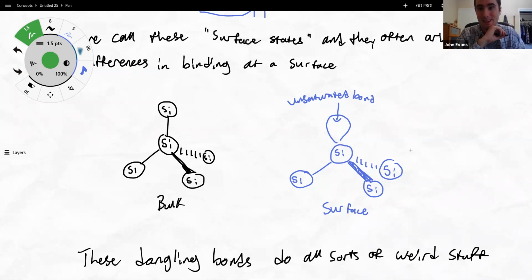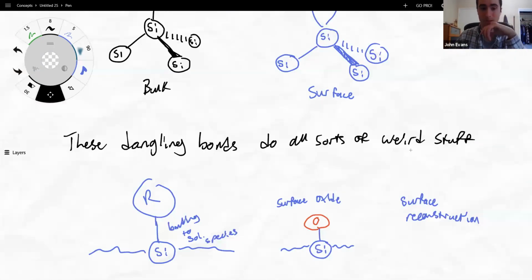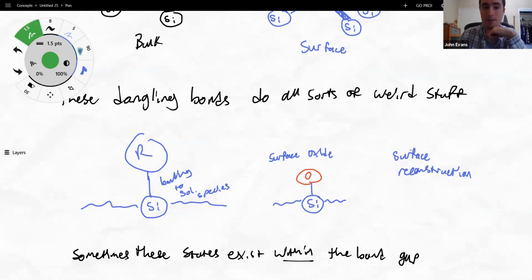And so this is where the science of surface chemistry comes in: surfaces are super different. And these states are going to be electrochemically active, right? Just like any other bond. And in fact, they're often quite reactive because chemicals don't like to have bonds just kind of dangling out willy-nilly free to the world. So they can do all sorts of things. They will sometimes bind to species in solution. So they might bind to your redox species, or they could bind to your solvent, or to your electrolyte, or your supporting electrolyte.